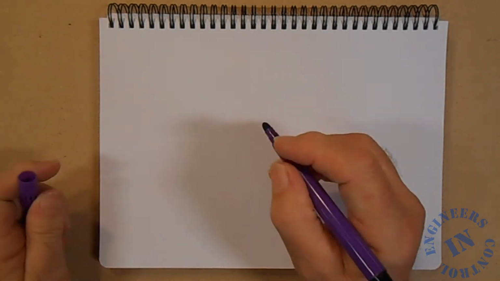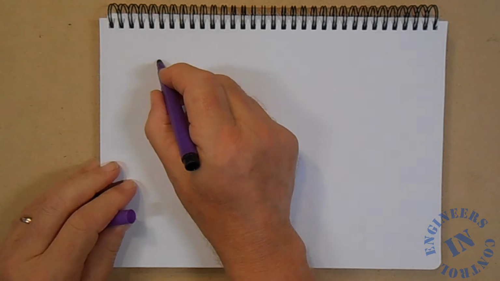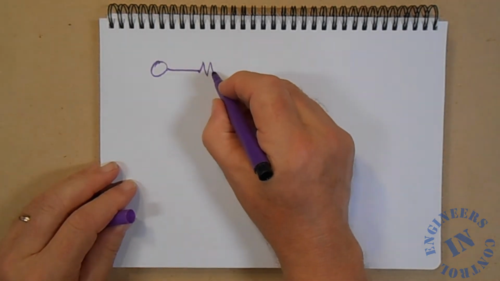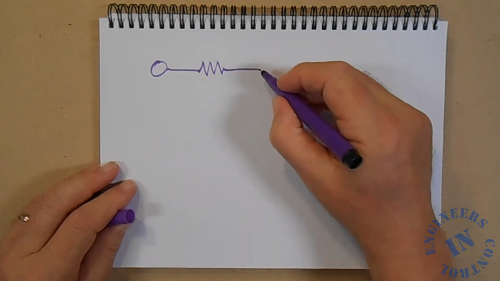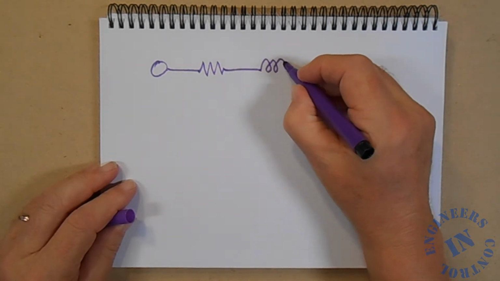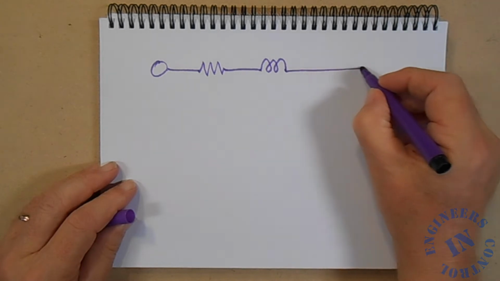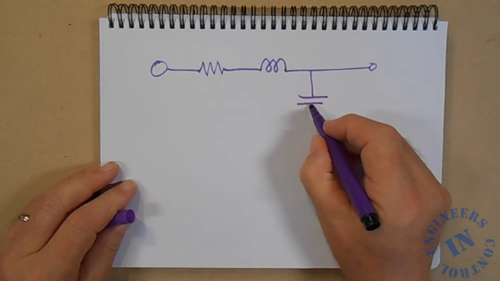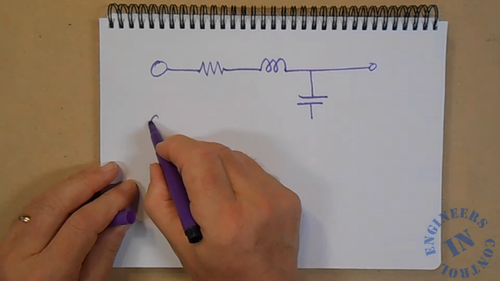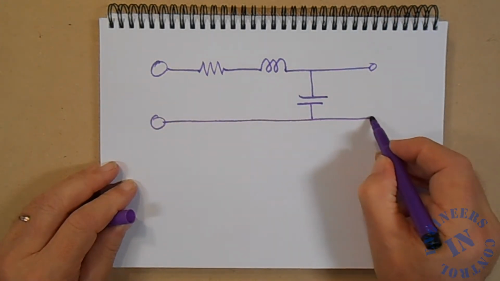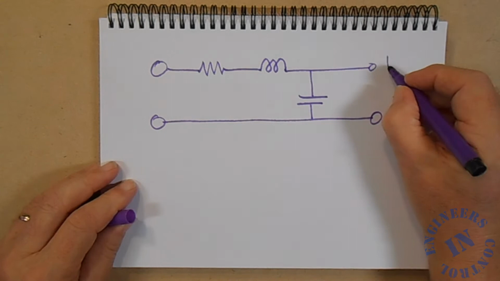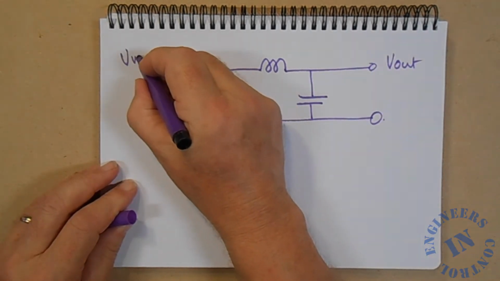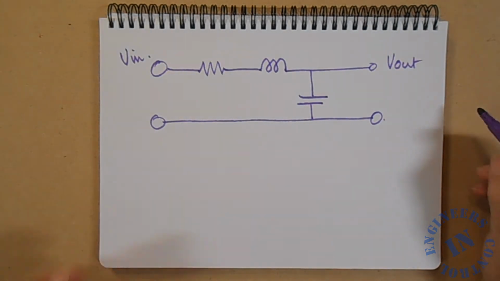So here's our simple circuit. I'll have a resistor, I'll have an inductance, and I have a capacitor. I have an input voltage and an output voltage.